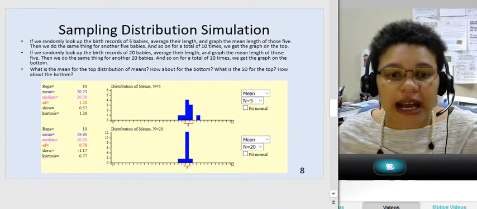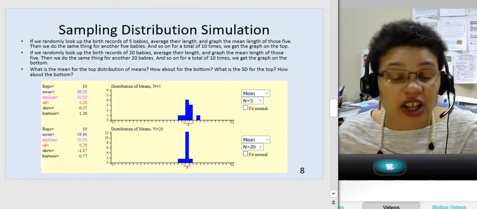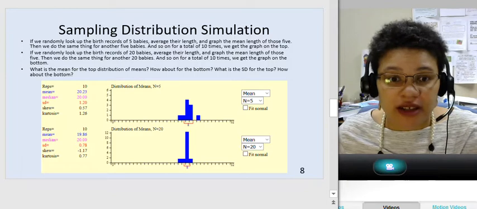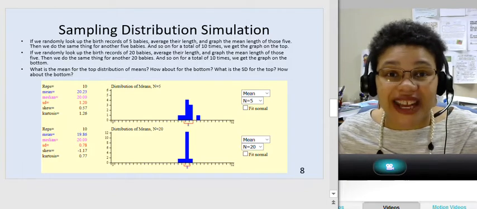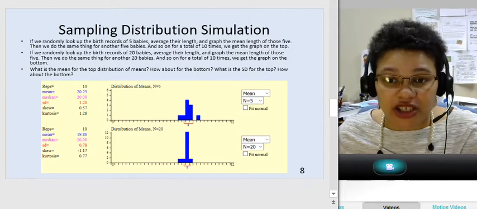The mean on the bottom, we got 19.86. Again, very close to 20. Standard deviation, 0.78. Really small, less than 1 inch.